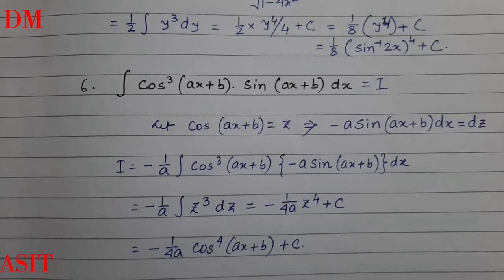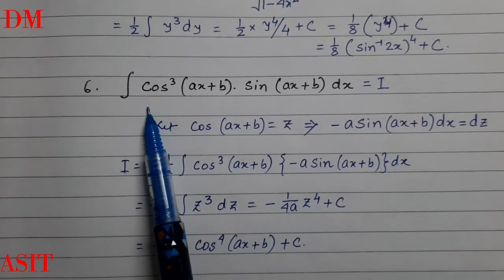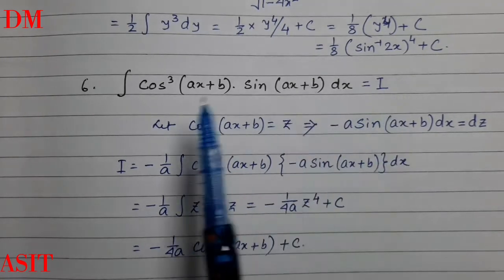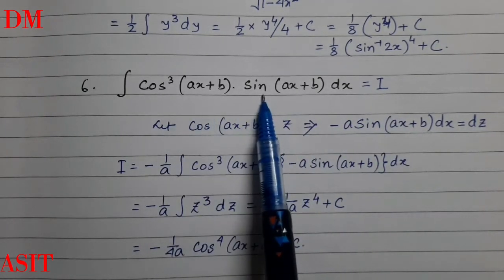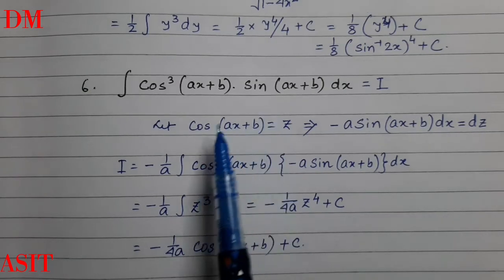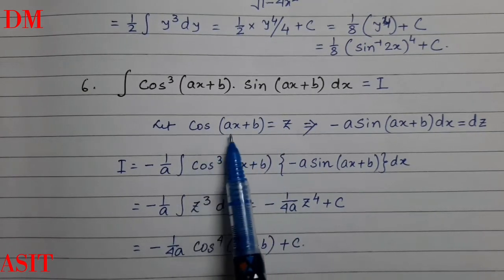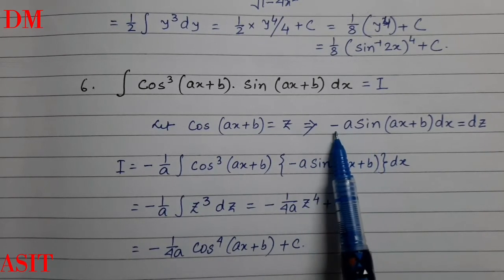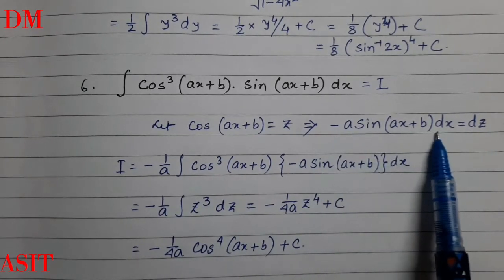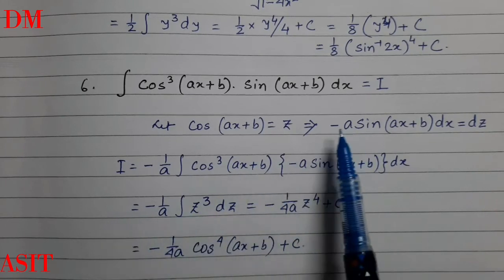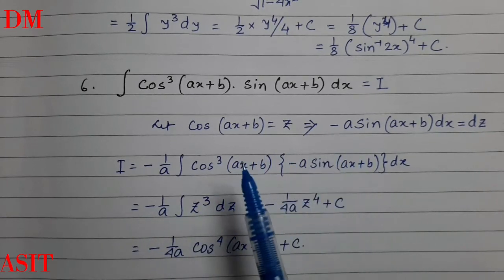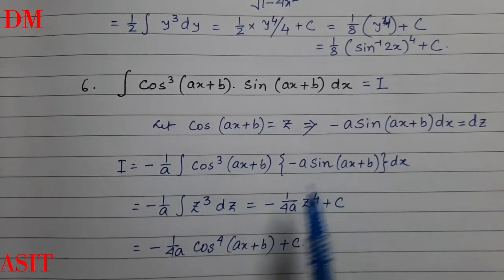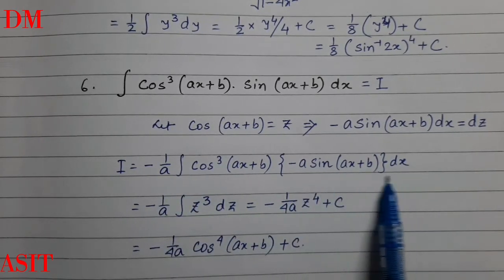Now let us see the sixth question. This is cos cube ax plus b into sine ax plus b dx. Definitely if you take cos, then the differentiation will be sine. Therefore I have to take this cos ax plus b as z. Then it will be minus a sine ax plus b dx equals dz. Now minus a is not there, so I need to bring that minus a, so I need to divide by minus a. Done. So therefore this will become dz.